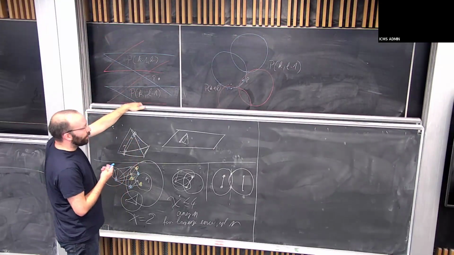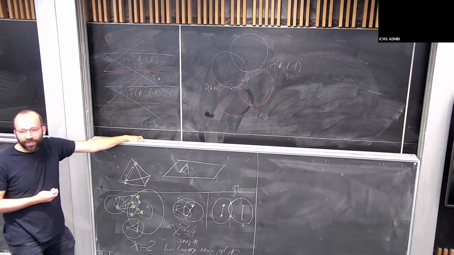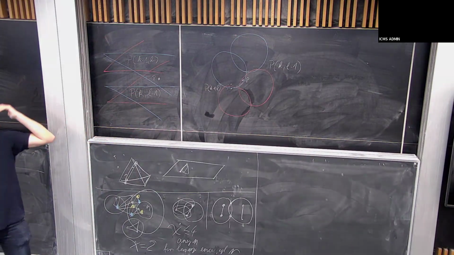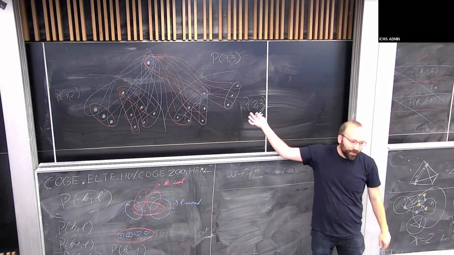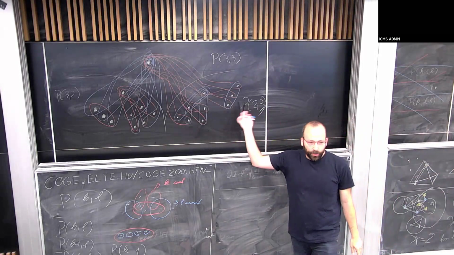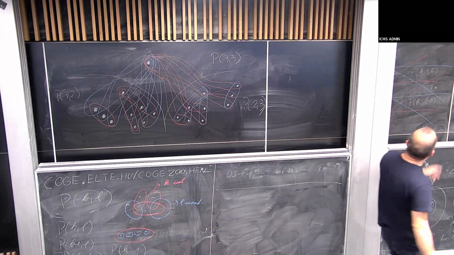And now the only thing we have to do is to realize it with unit circles. It's not enough to have the hypergraph. We have to put the geometry in. And okay, forget this part.